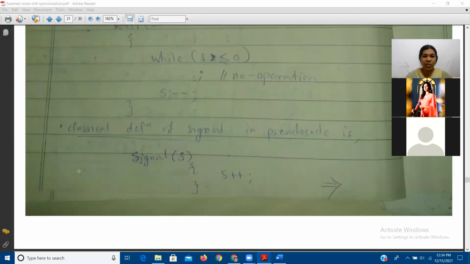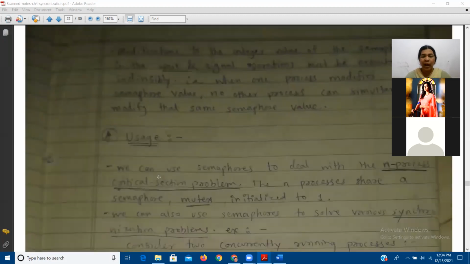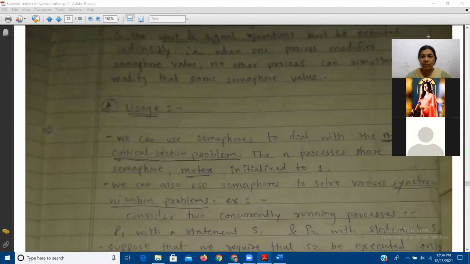And the classical definition of signal: to the signal operation also we pass the semaphore variable S, and directly the variable S is incremented. No condition is used; the variable is simply incremented. These are the general classical definitions in machine language, and after that we'll see how these definitions are used.